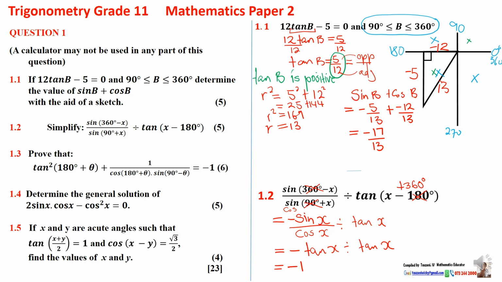So important is to know how to work with reduction formulas and how to work with cofunctions. So the order in general is that you apply reduction formulas and cofunctions, then you apply identities, and your expression will be simplified to simplest form in that manner. So the question in this case is done. That is number 1.2 for 5 marks.